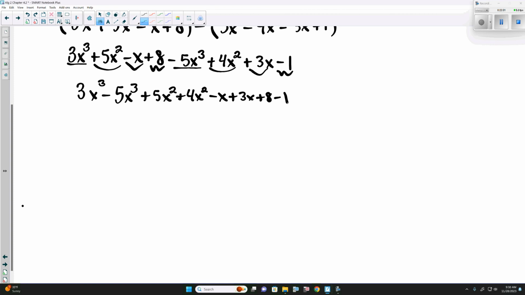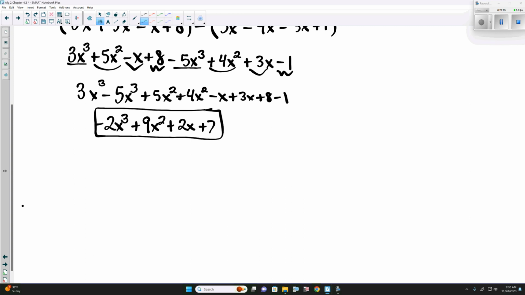And at this point here, we can simplify like terms. 3x cubed minus 5x cubed, negative 2x cubed. 5x squared plus 4x squared is plus 9x squared. Negative x plus 3x is plus 2x. And 8 minus 1 is 7. And that's it.